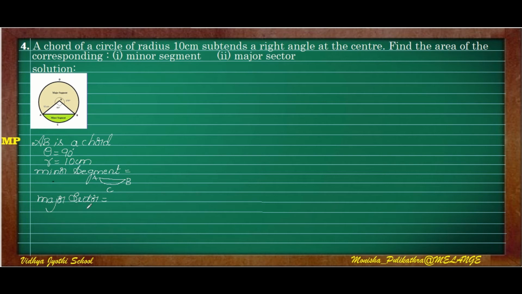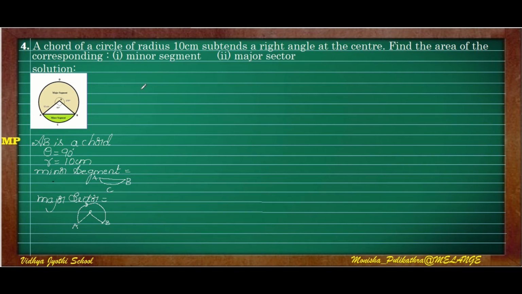Okay, so the major sector will be from O. So it will be like this. So that is A, here D and here B. And this is O. So this is the major sector. I hope you understood what we have to find out.